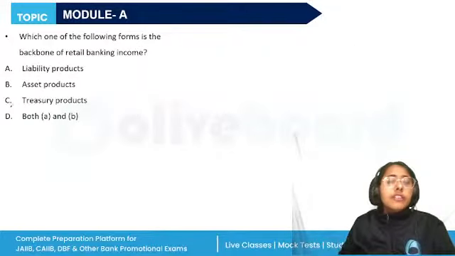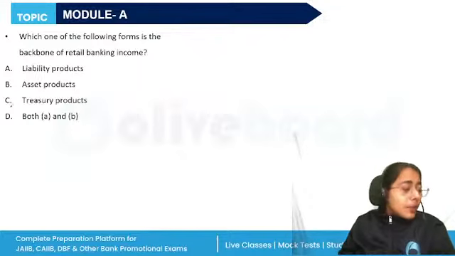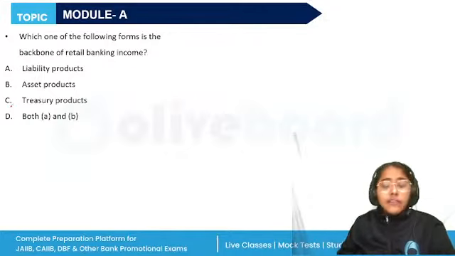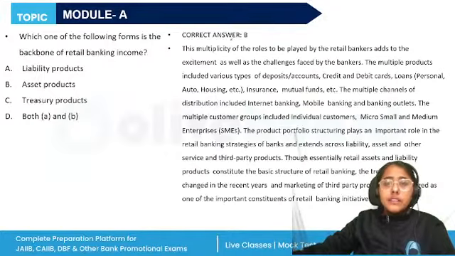Next, which one of the following forms is the backbone of retail banking income? The liability products, asset products, treasury products, or both A and B? Backbone means which will get the maximum income for the bank so that they can sustain and continue their operations. It will be the asset products.